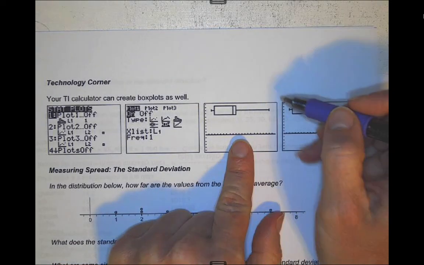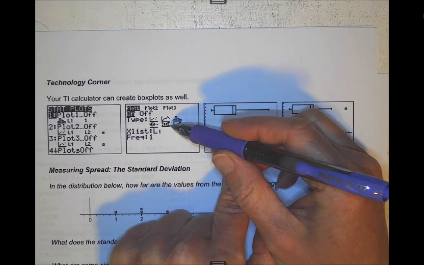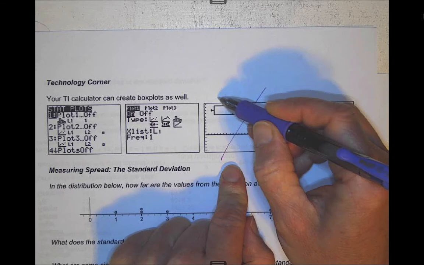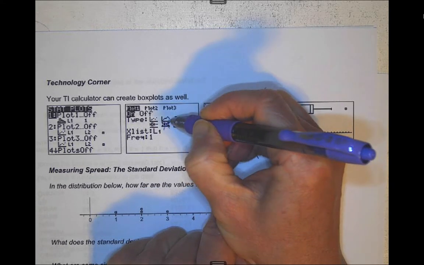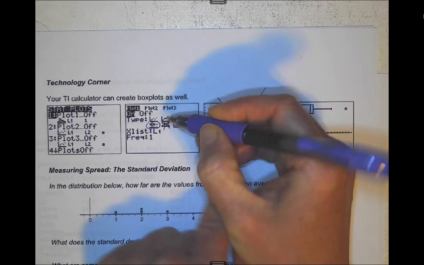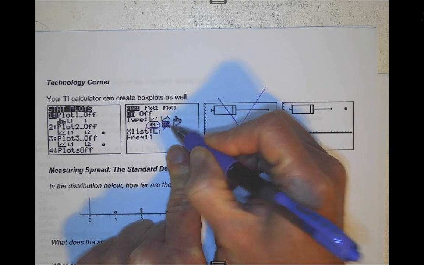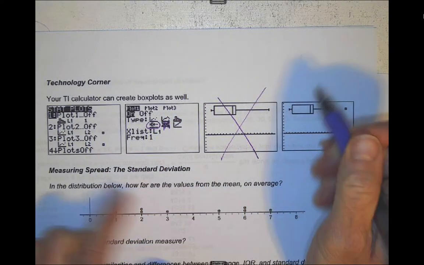Once I have all that typed in, there is an option to make a graph without an outlier. We're not going to do that one. We're always going to pick the one that shows the outlier. So that right there will be one graph that I will not use in this class.